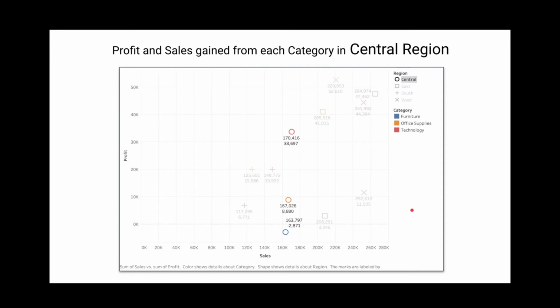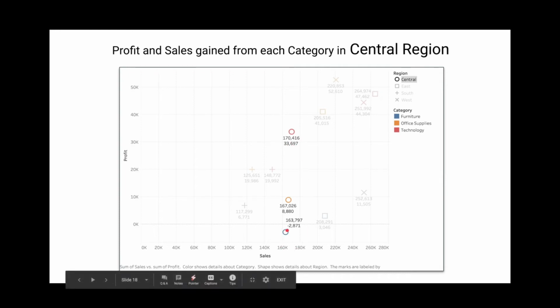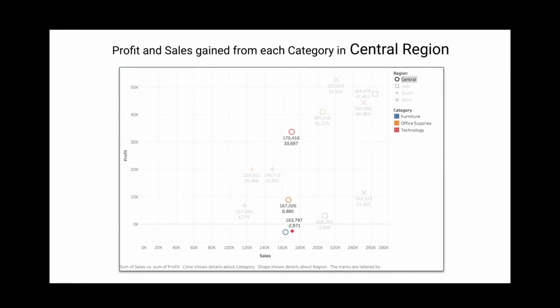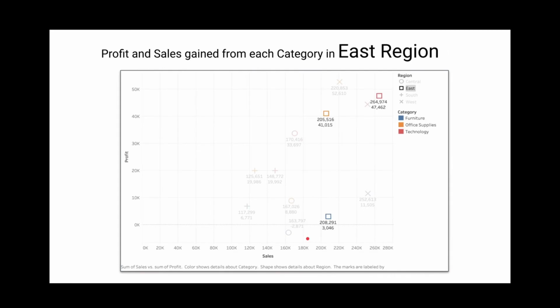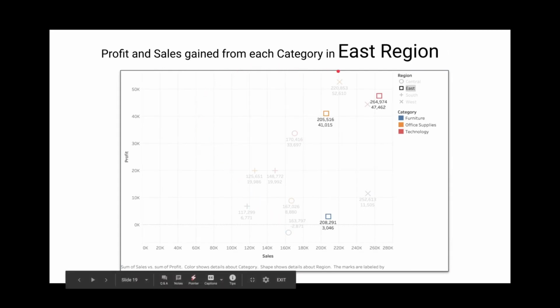So in this slide, we can see the profit and sales gained from each category in the central region. We can see over here that technology in the central region did very well. The sales are very good and the profit is about 33,697. But here we can see in the central region, furniture did a very good sale, but the profit is not good. Even the company went into a loss of 2,871.